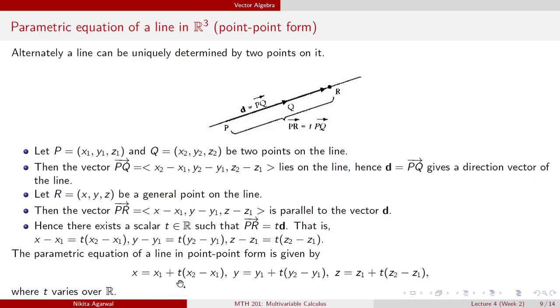So if you put t equal to 1, this becomes x1 plus x2 minus x1, which gives you x2. y1 plus y2 minus y1, which gives you y2. And z1 plus z2 minus z1, which gives you z2. So at t equal to 0, you get point P. At t equal to 1, you get point Q. Okay. And as t varies between 0 and 1, you get points between P and Q, this part of this line.